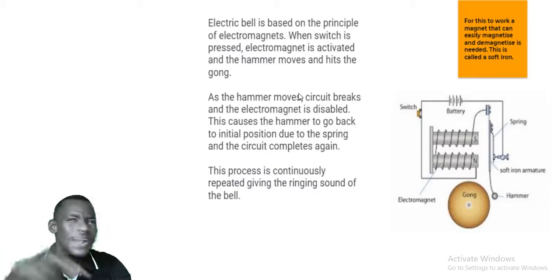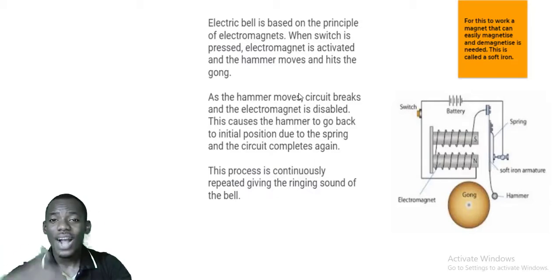And if you press it and it starts ringing, you can't easily stop it from ringing. So a hard magnet won't really work for making an electric bell. You need something that can easily be magnetized, gain magnetism, and lose it fast. And that is why we use a soft magnet. For this to work, a magnet that can easily magnetize and demagnetize is needed. This is called soft iron.